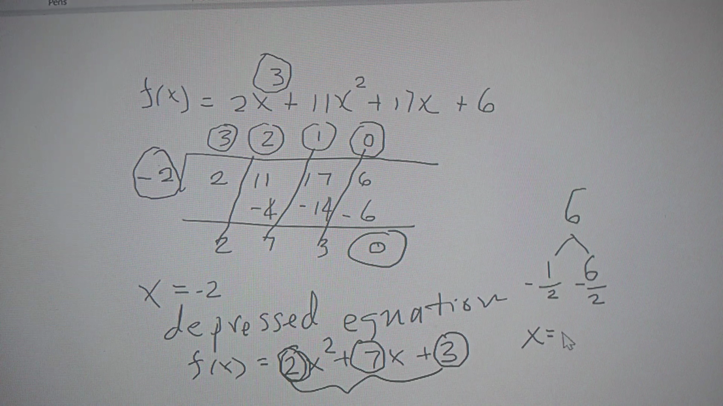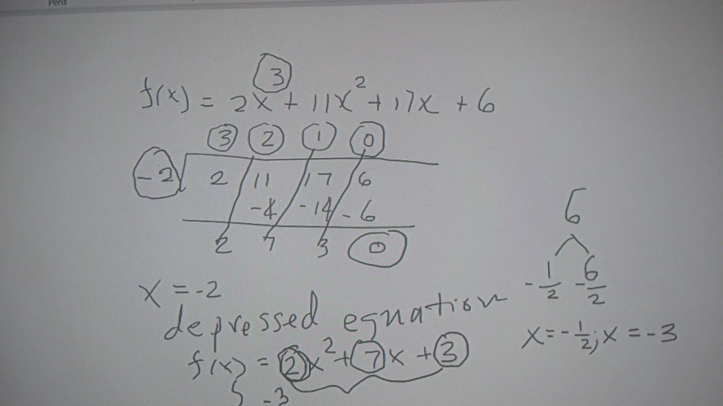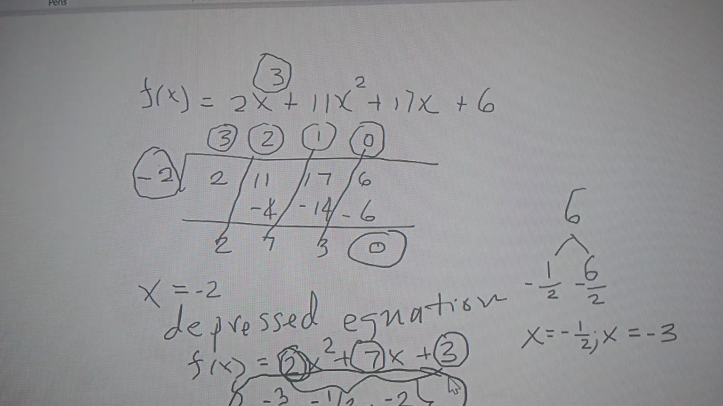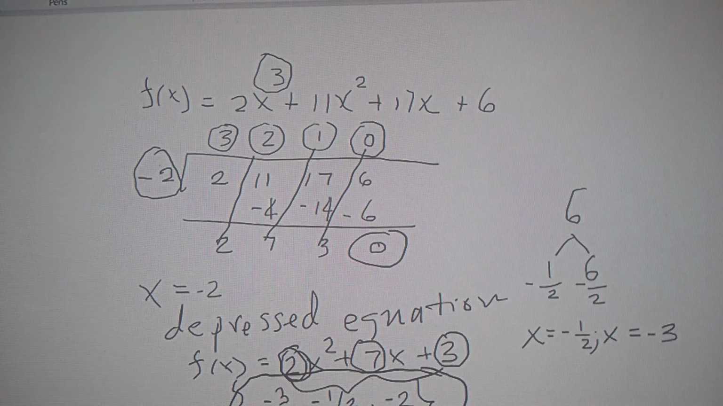So the solutions are x is equal to minus 1/2 and x is equal to minus 3. And there we have it. So the solution to this, the zeros are, in that order: minus 3, minus 1/2, and minus 2. Okay, let's work the next example.